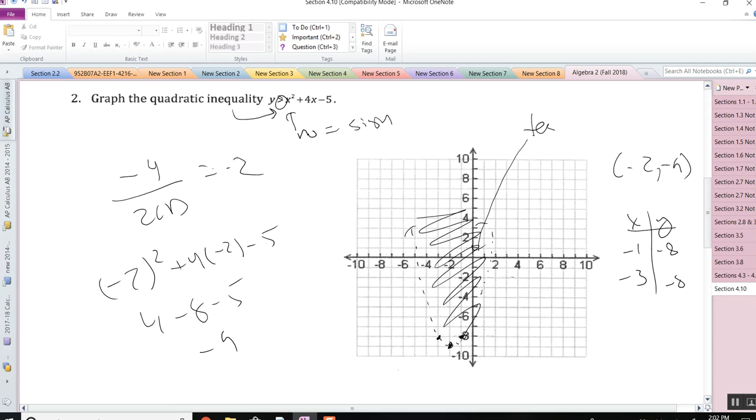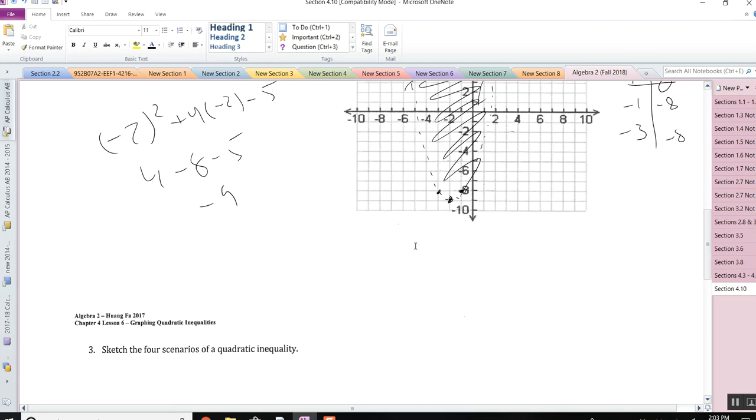And if we do it for the test point, like say 0, 0, 0 for y, 0 for x, we're going to notice that it's true. 0 is greater than negative 5. So 0, 0 is included in our shaded region, so we feel good about it. Always going to do a test point to make sure you've interpreted the inequality in the shaded region correctly. So greater than go above, less than goes below.